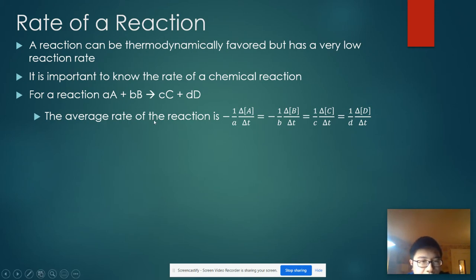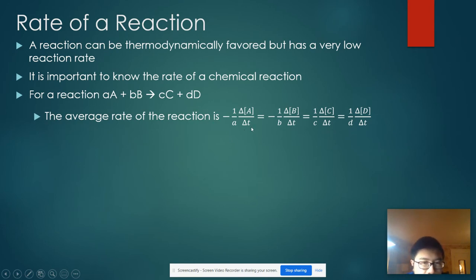And in this case, the average rate of the reaction is negative 1 over a, the coefficient of A, times delta A over delta t, which is equal to 1 over b times delta B over delta t, which is also equal to 1 over c times delta C over delta t, and which is equal to 1 over d times delta D over delta t.